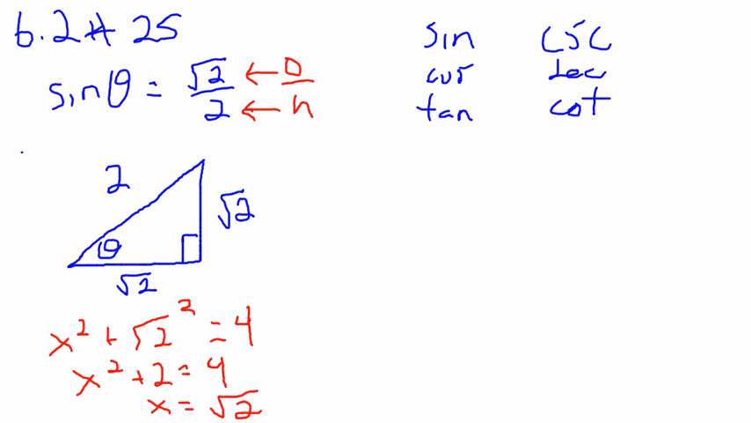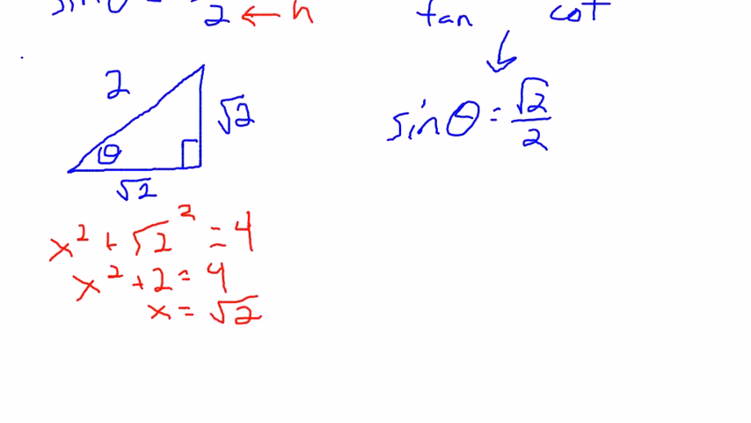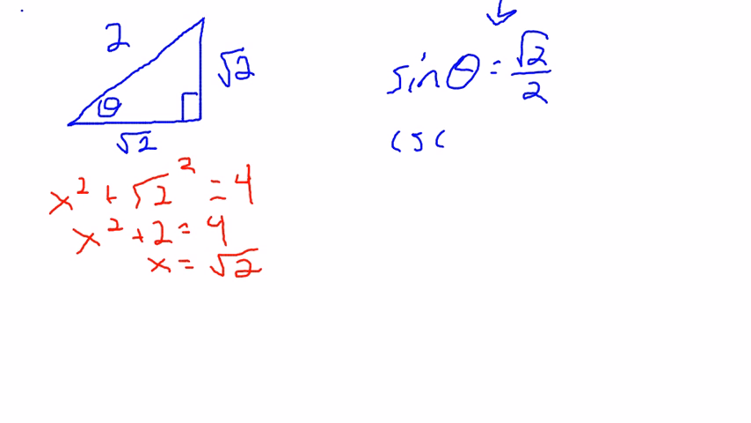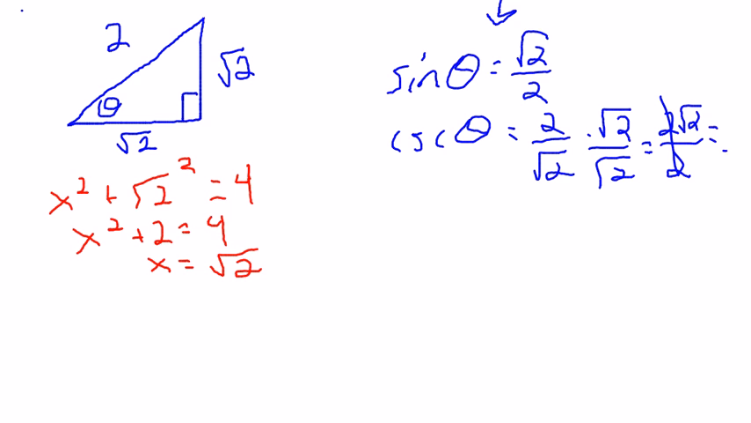Okay, so I'm going to rewrite all of this down here. I'm just going to write everything so you can see the relationships. Sine theta is root 2 over 2. Cosecant, which is the flipped version of sine theta, is 2 over root 2, but it needs to be rationalized, so I multiply by root 2 over root 2. These cancel in the bottom, and it gives me 2 root 2 over 2. These cancel, giving me just straight up root 2. So that's your answer for cosecant. You go back up.